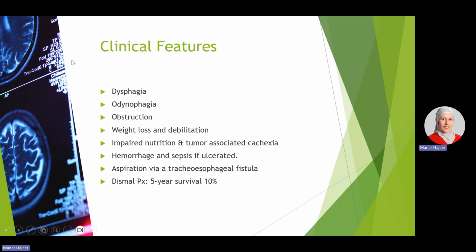The clinical features are dysphagia, difficulty swallowing, odynophagia, which is pain upon swallowing, obstruction, weight loss and debilitation, impaired nutrition, tumor-associated cachexia. If bleeding occurs from the tumor, it is due to ulceration, it can happen, and the patient can also present with sepsis. Aspiration can occur via a tracheoesophageal or tracheobronchial fistula between the tumor and the trachea or the bronchus. These tumors have a dismal prognosis. The 5-year survival is usually 10%. Usually they present late with advanced disease.